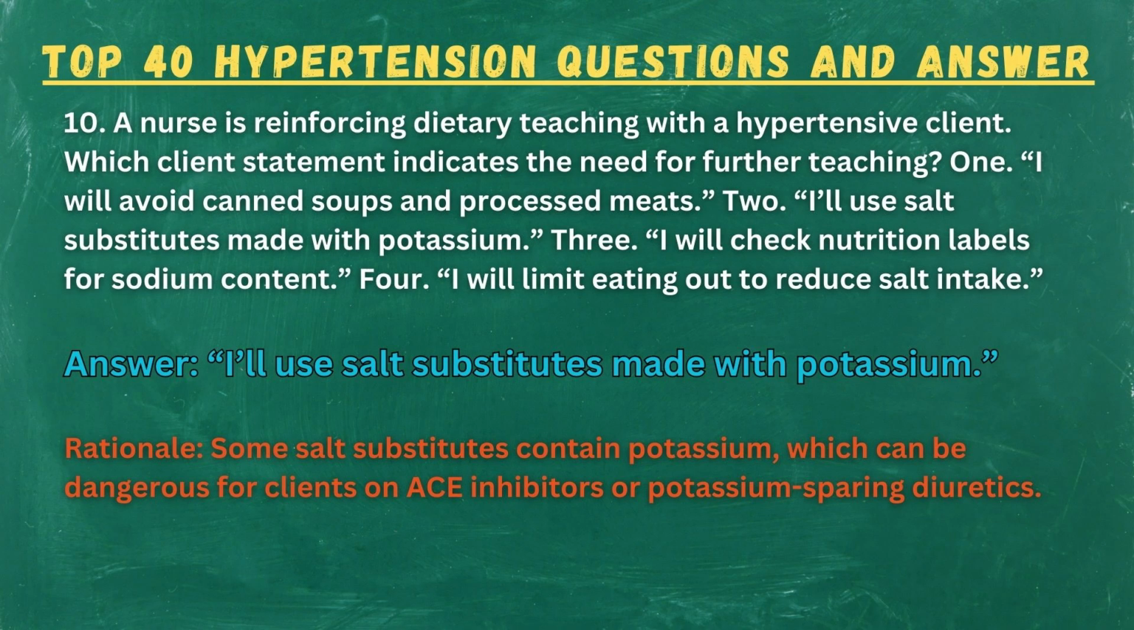1. I will avoid canned soups and processed meats. 2. I'll use salt substitutes made with potassium. 3. I will check nutrition labels for sodium content. 4. I will limit eating out to reduce salt intake. Answer: I'll use salt substitutes made with potassium. Rationale: some salt substitutes contain potassium, which can be dangerous for clients on ACE inhibitors or potassium-sparing diuretics.